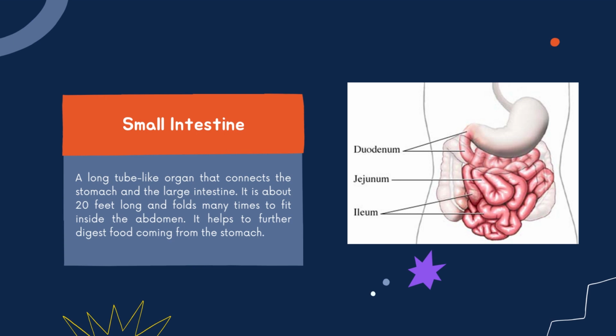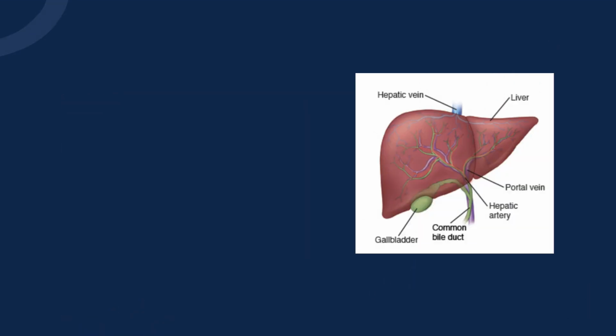Now we have the small intestine, which is a long tube-like organ that connects the stomach and the large intestine. It measures about 20 feet long and folds many times to fit inside the abdomen. It helps to further digest food coming from the stomach.